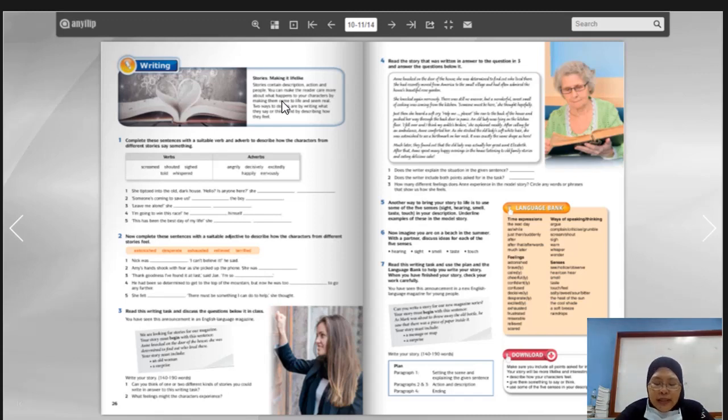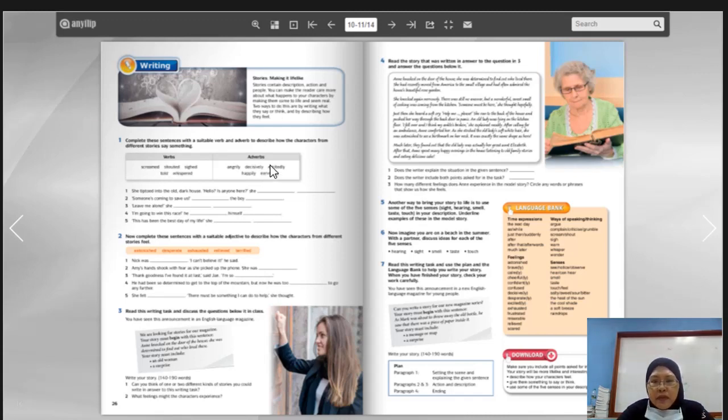Okay, how to do it? There are two ways. One, write what they say or think. Maybe you want to write a monologue or you want to write a dialogue. And two, by describing how they feel. So how to describe someone's feeling? Okay, now let's look at this part.